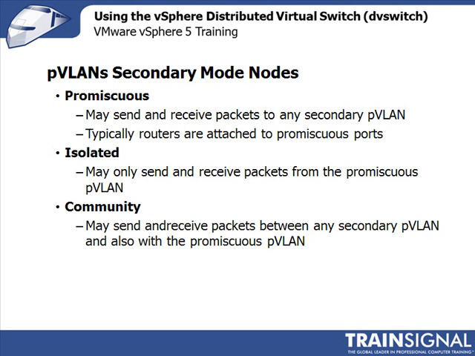Now, isolated is exactly what the name implies. You put a host in an isolated secondary private VLAN, and the only port it can talk to is that promiscuous or router node or port. A community means that you can have two, three, four, multiple hosts in that community that can talk to each other and also can talk to the promiscuous port. The community can also send packets to any other community secondary private VLAN. So if there are multiple secondary private VLANs that are community, then they can talk to each other, and obviously they can talk to hosts that are part of their community and with the promiscuous port.